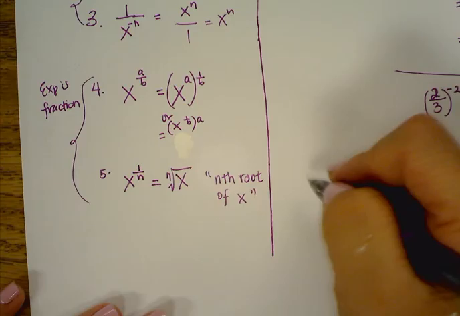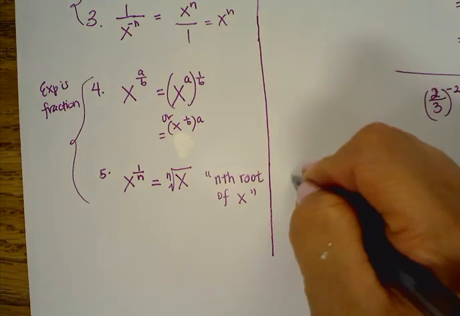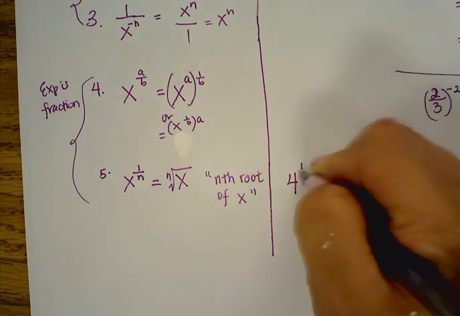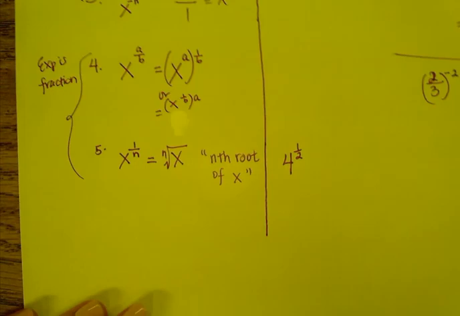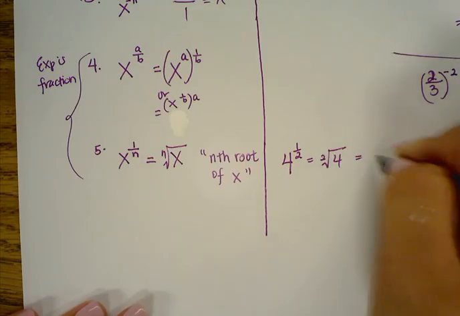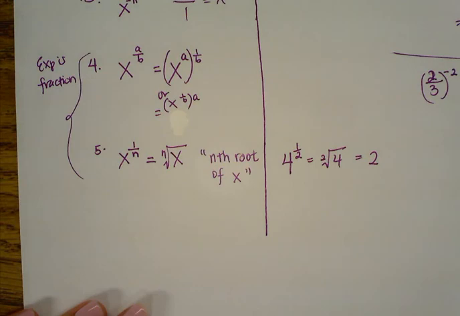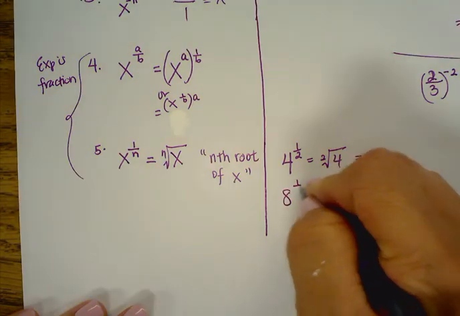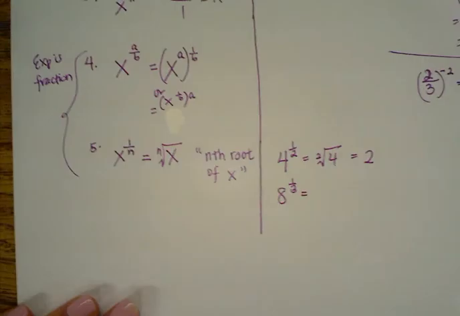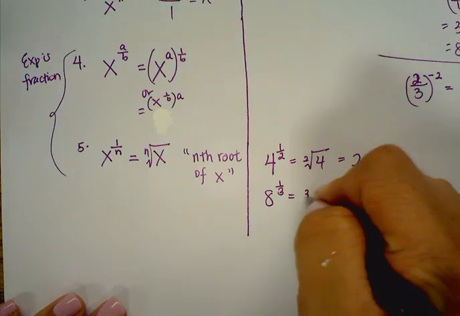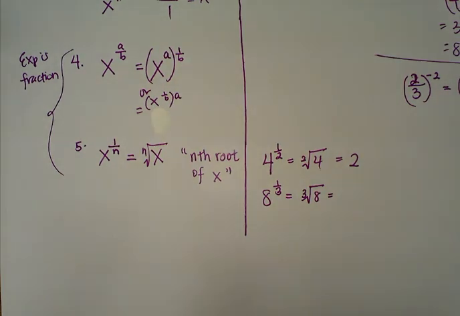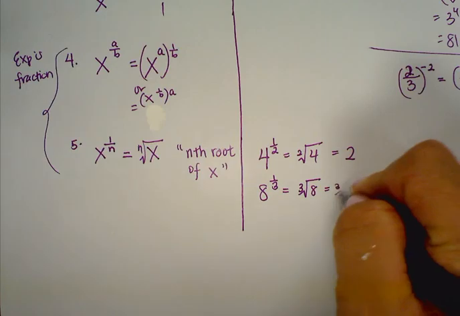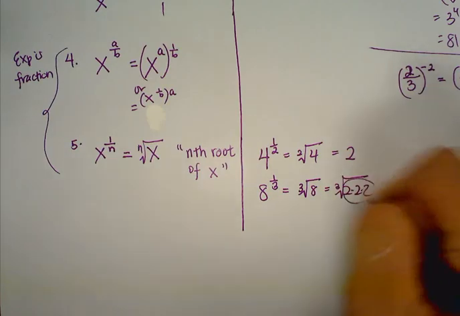So, for example, if I have 4 to the 1/2 power, what does that mean? That means the square root of 4, which is 2. What is 8 to the 1/3? It's the cubed root of 8, which means, when you multiply a number by itself 3 times, what number taken to the 3rd power gives you 8, which is 2, because 8 is 2 times 2 times 2. The 3 of them can come out of the house, so it's 2. Yeah?